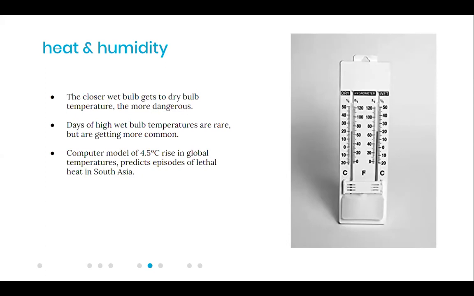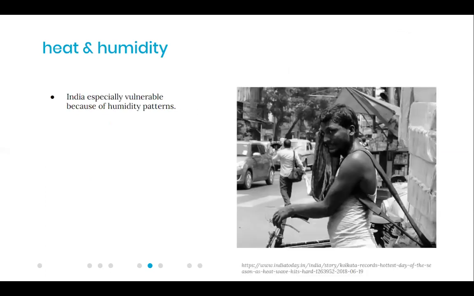So they did a computer modeling of a 4.5 degree increase in global temperatures, and it predicted episodes of lethal heat and humidity in South Asia. And the reason why this is especially concerning is because of India's humidity patterns. It is much more vulnerable than the rest of the world.